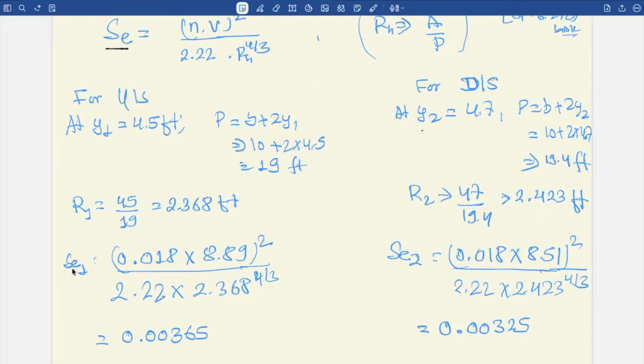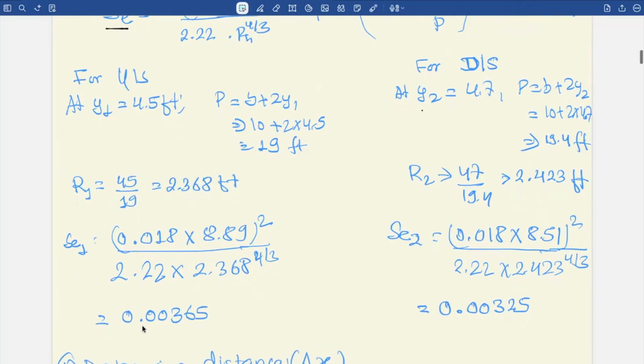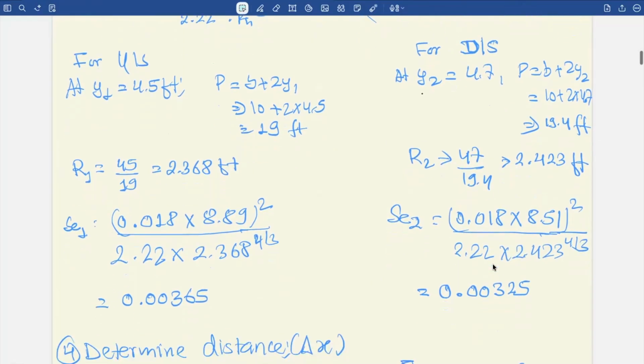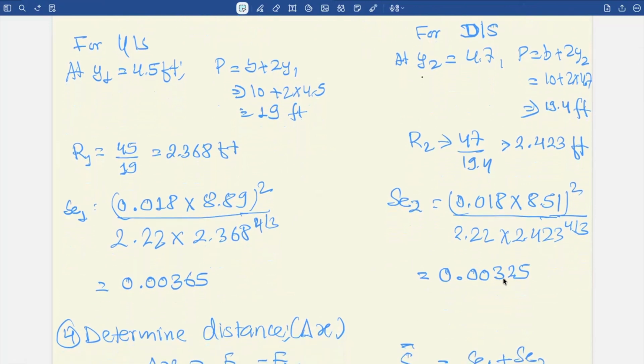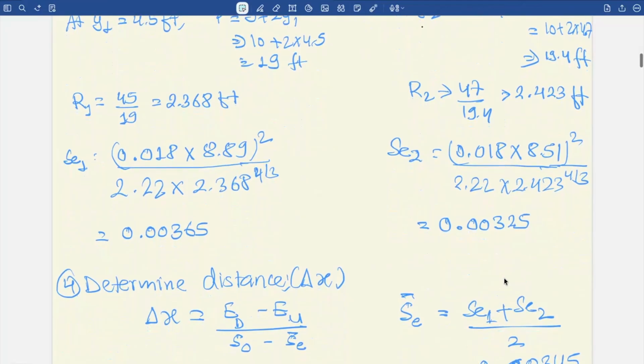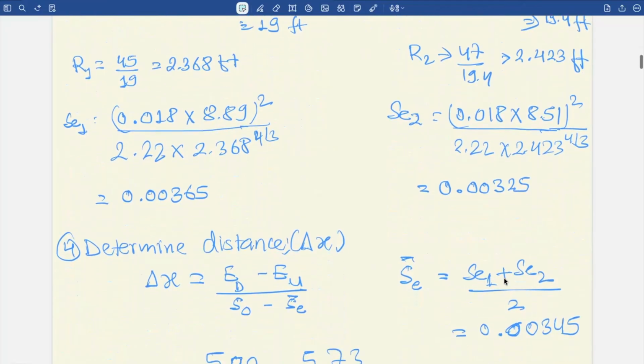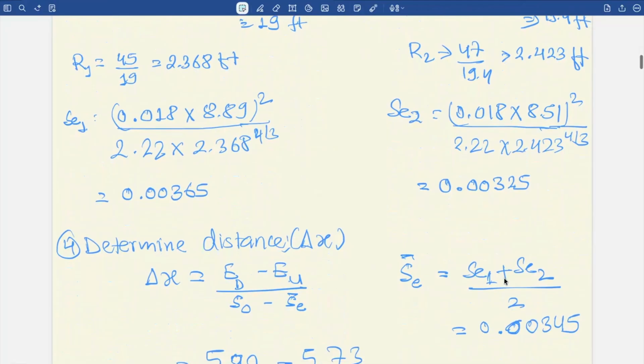When we input all those things, the friction slope at upstream will be 0.00365, and similarly for downstream, I did the same process and I obtained friction slope SE2, or SE downstream, at 0.00325. So now the next step will be finding the distance between the 4.7 feet depth and the 4.5 feet depth.